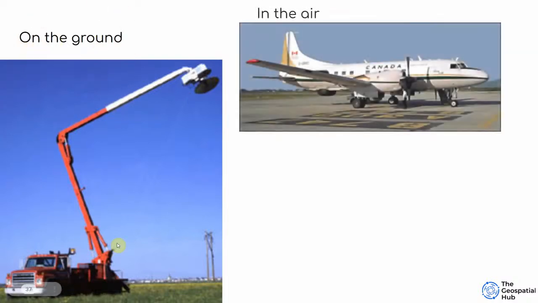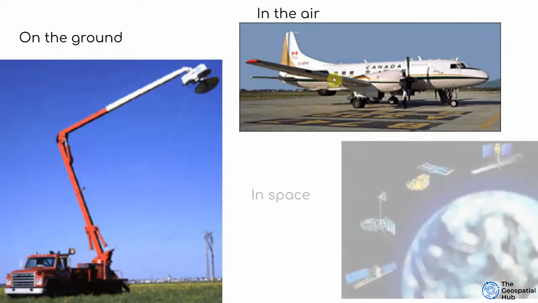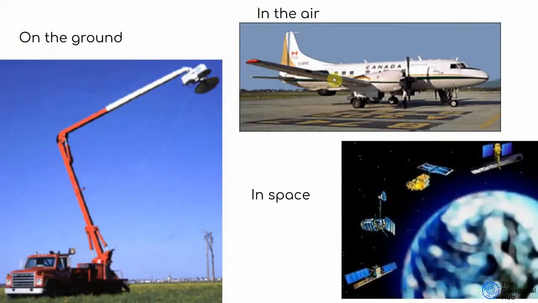So next up we have aerial platforms. For aerial platforms, basically these are when we have a drone, we have choppers, we have airplanes. So when we have our sensors on these platforms, we categorize that as in air. And finally we have in space. In space, remote sensing is sometimes conducted from a space shuttle, or what we refer to as a satellite.